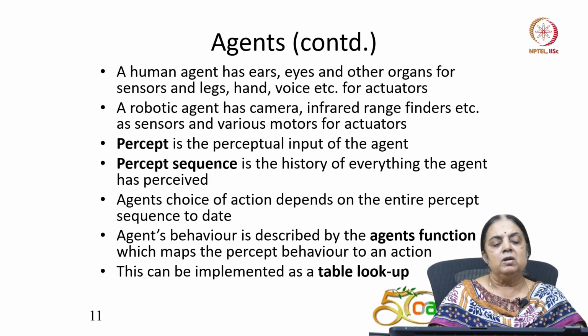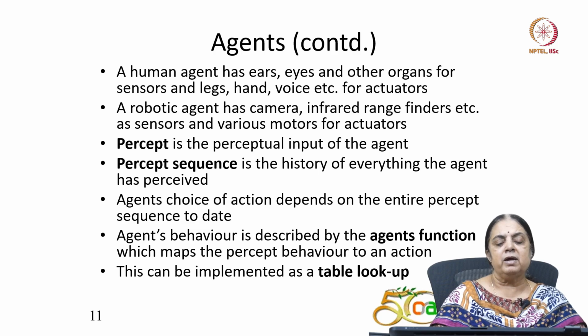If you look at a human being, you can consider them as human agents. And what is the input to the human agent? You sense things through your ears, your eyes, and other organs, as the sensors. And as actuators, we use legs, hands, voice, all these types of things. But if you take a robotic agent, it has things like cameras, infrared range finders, and other sensors as the input. And as the output actuators, you have various motors, which act as the actuators.